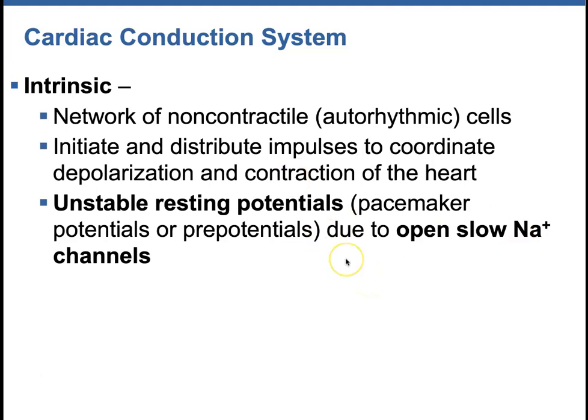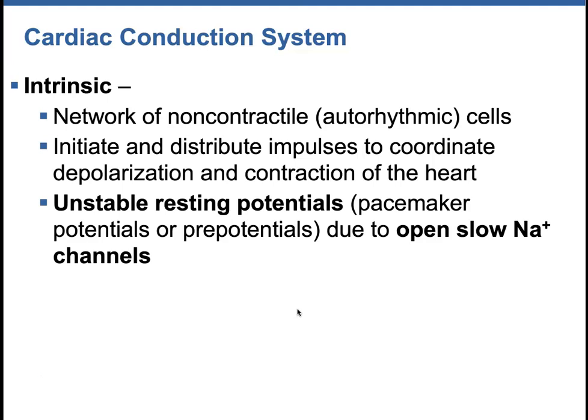So intrinsic, what this means is that we have this network of what are called non-contractile autorhythmic cells. So embedded within the actual cardiac cells, we have the conduction system. And the pacemaker, which is called the SA node, is what is going to control the entire sequence of what takes place. The thing about the pacemaker is that it has what's called an unstable resting potential. And what that means is that it never really returns to rest.